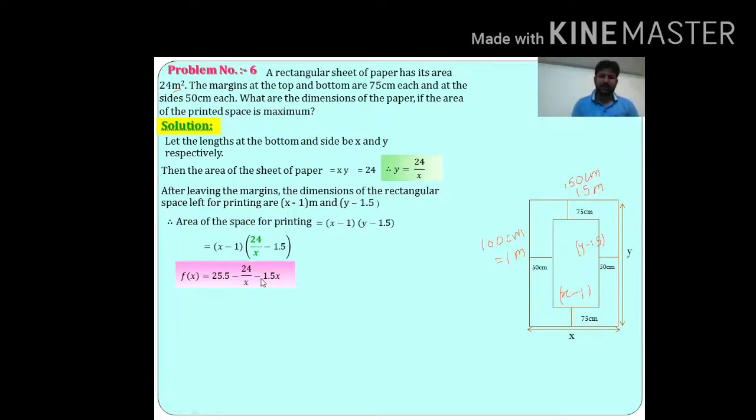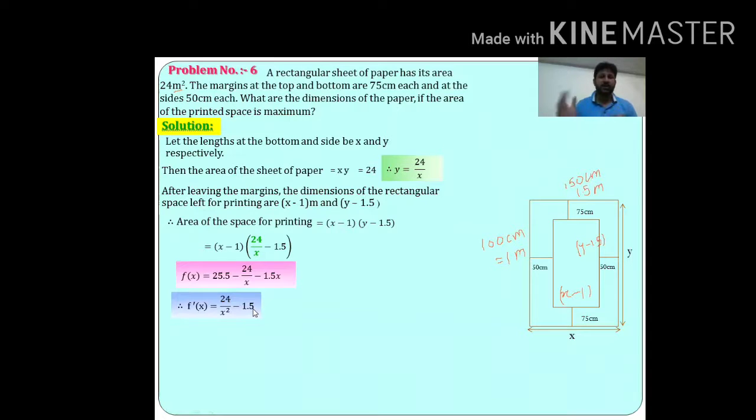Calculating the first derivative f dash of x: the derivative of 25.5 is 0, no need to write. Minus 24, the derivative of 1 by x is minus 1 by x square. That minus minus becomes plus, and the answer is 24 by x square. And the derivative of 1.5x is 1.5.